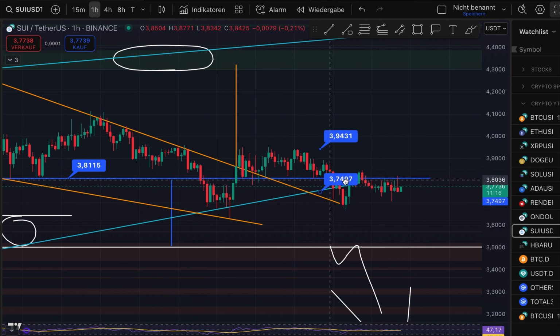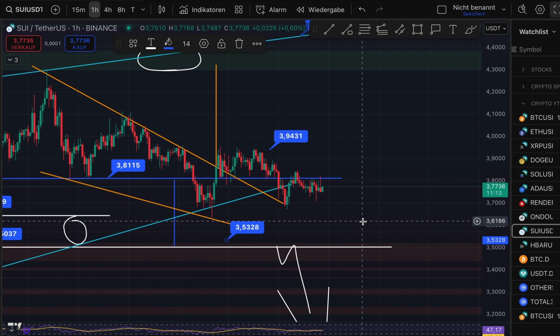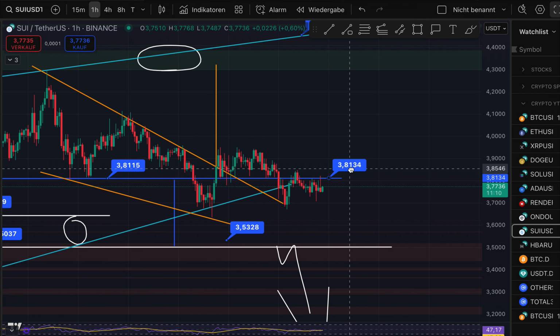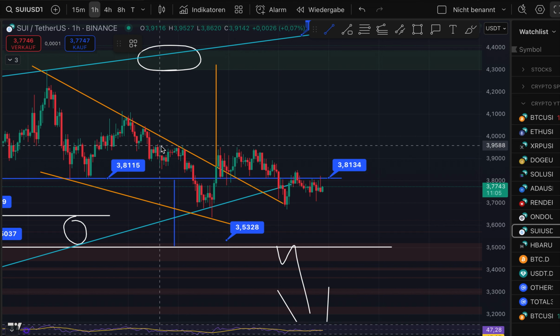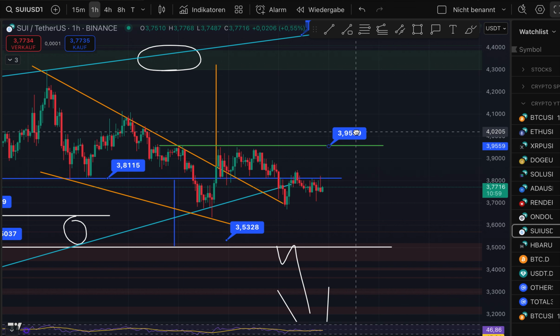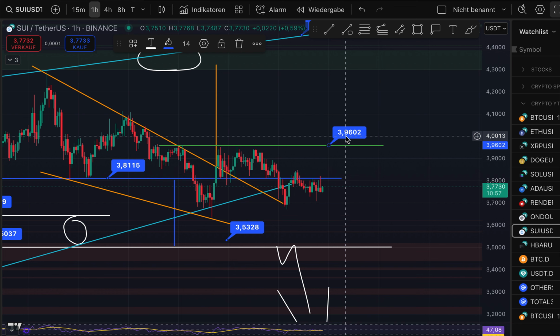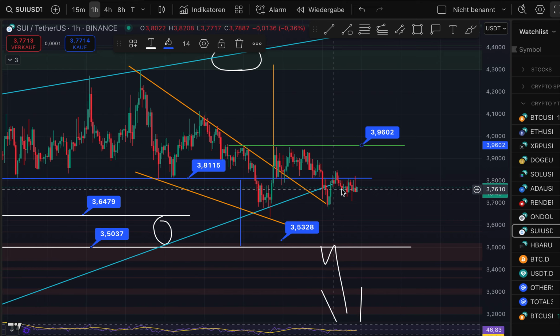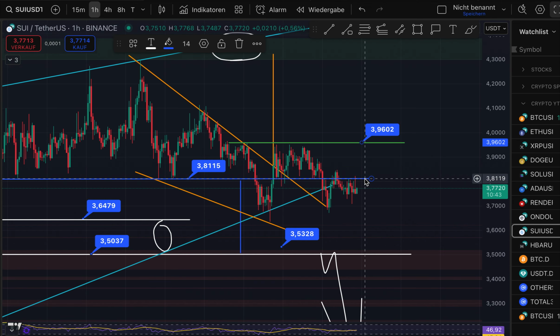So what now? I think if we break the $3.81 to the upside, then we can meet the resistance area here at $3.96. If we break it to the upside, it's long, and it's perfect that it's green. Perfect, because I wanted to have it in green anyway. Green for long, $3.96 would be very positive for sure. If we break the $3.81 to the upside, I can try a small long trade.